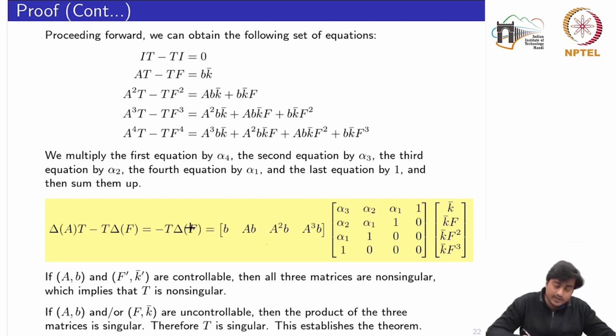So T would definitely be a non-singular matrix, and this only happens if the matrix A and the matrix F have no common eigenvalues. Now if either of the matrices is uncontrollable, if this matrix or this matrix or either of the pair is uncontrollable, then your T matrix would be a singular matrix. So this establishes the if and only if condition. Okay.